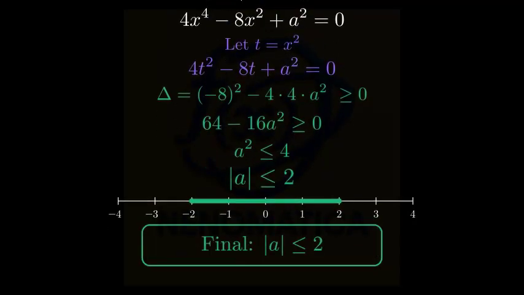Conclusion: the system has real solutions if and only if the absolute value of a is less than or equal to 2.